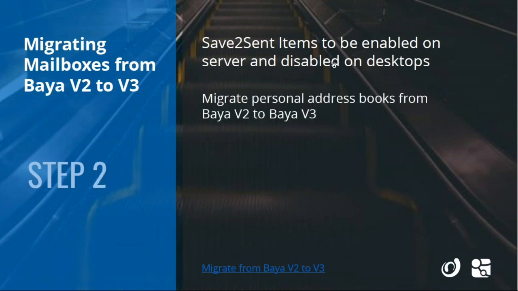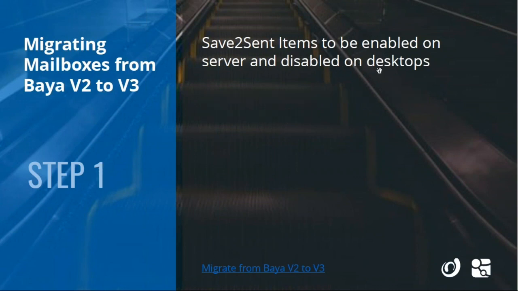So if you are using save to sent items on your desktops, the users need to disable it in their Outlook or Thunderbird, whatever. They need to disable the save to sent items option. The server level save to sent items will copy every mail sent into the sent items folder automatically. This is step 1.